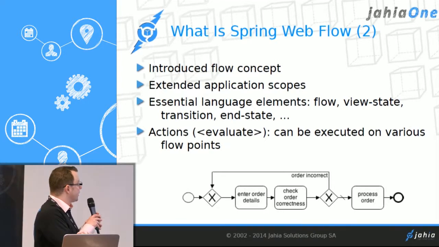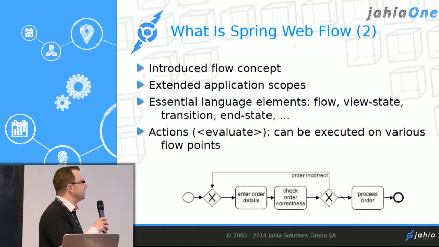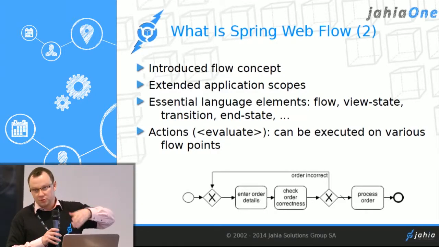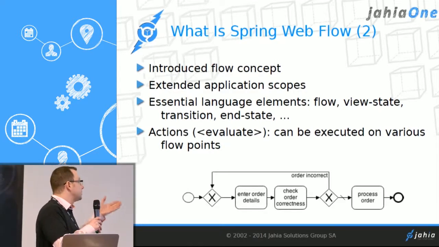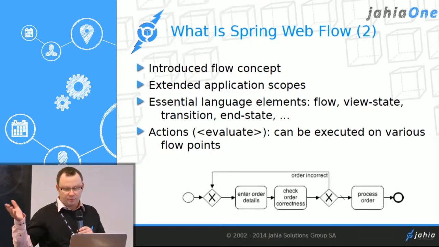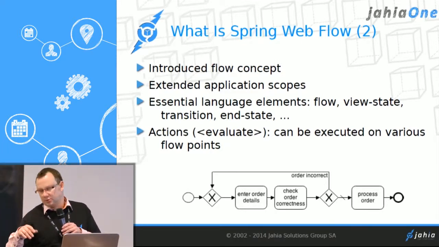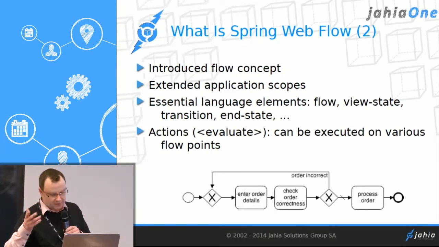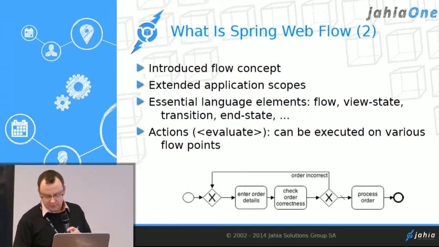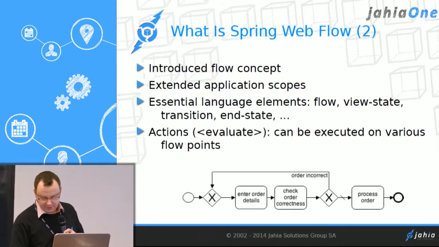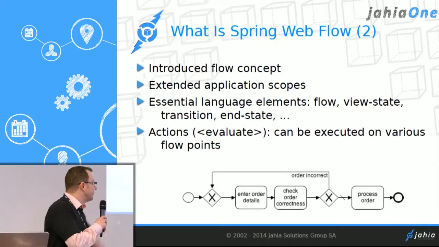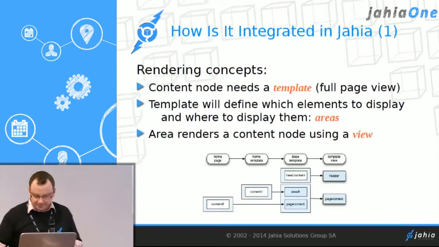The essential definition language elements are the flow. There are subflows; you can define subflows. There are view states, transitions between them, then start and end actions. And between them, and also on rendering of states, you can evaluate some code, or you can execute various actions. This is a simplified example of what can be done with it.